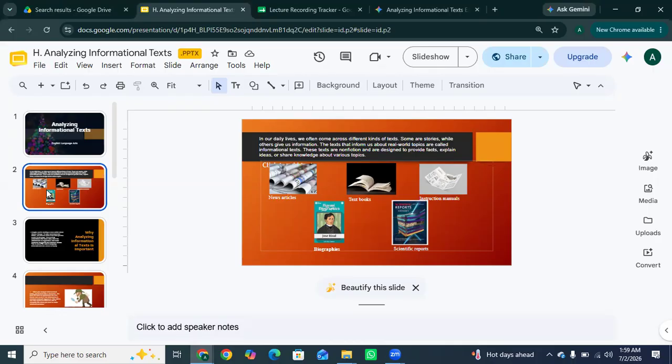So, in our daily lives, we read different things. Some are fictional stories, but others tell us about the real world, which is non-fictional. Informational texts are real world readings meant to give us facts, explain ideas, and share knowledge. You can see the list of things that you probably see all the time, like news articles, textbooks, instruction manuals, biographies, and scientific reports. It uses a picture to show you what informational text looks like in real life.